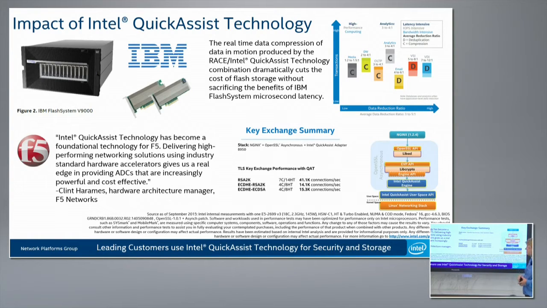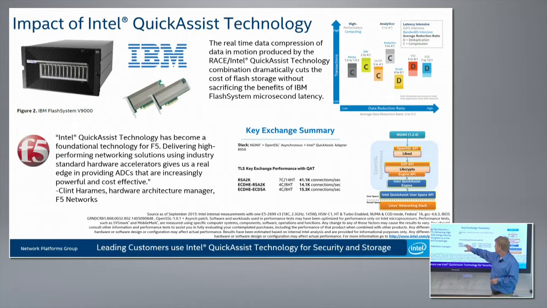So the IBM FlashSystem V9000 is already using Quick Assist from a compression standpoint. And then F5 have a number of products out with respect to Quick Assist. These performance numbers, I'll go into in much more detail later on. These are our stack that we produce internally. So this is our full Nginx stack, and these are the performance numbers that you can get with that.